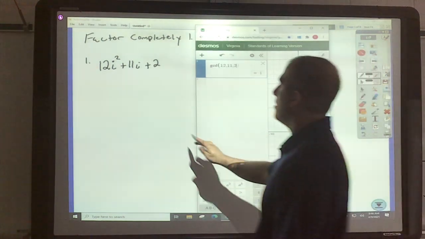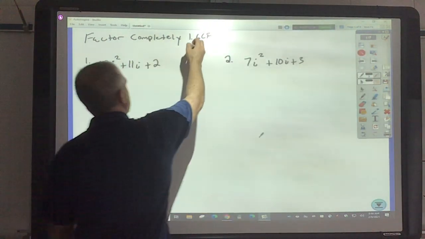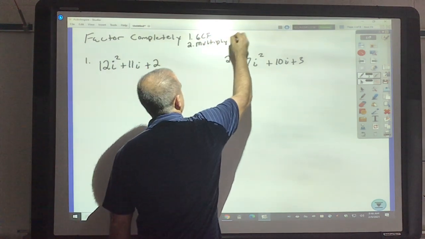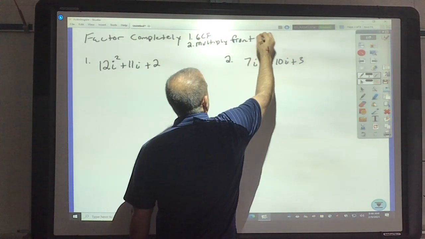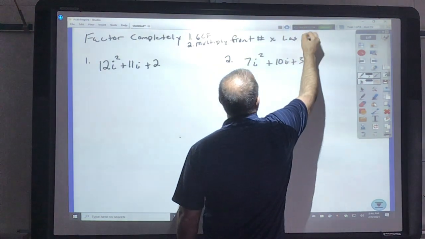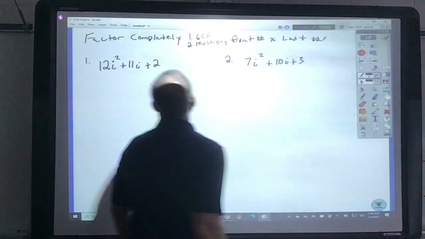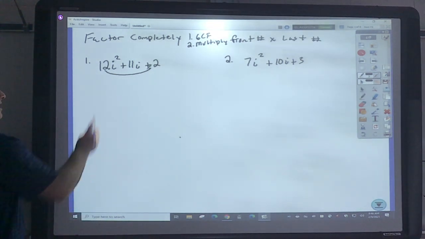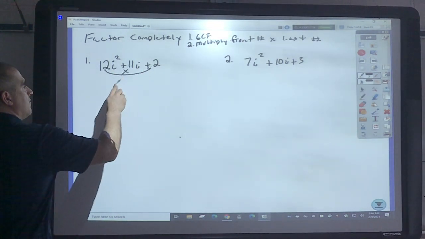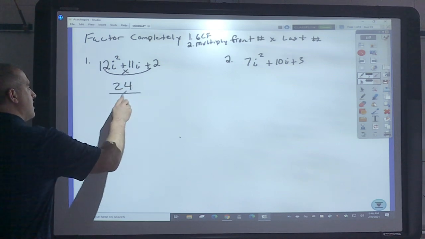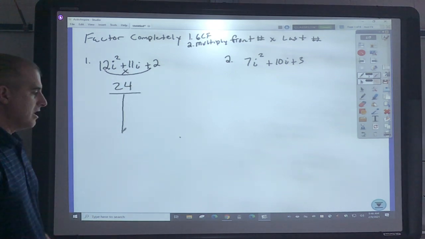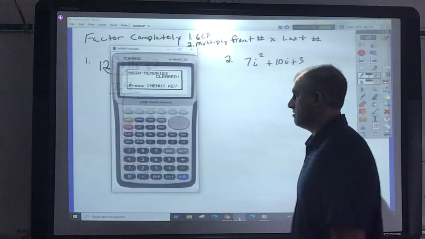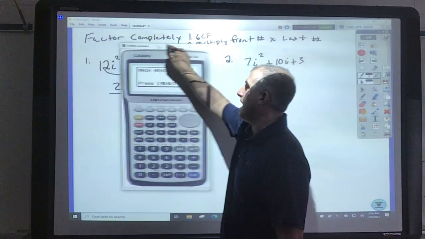Now, what we want to do is multiply the front number times the last number. 2 times 12 is 24. Now I am going to come up with a factor chart for 24. So we have to figure out the factors of 24.